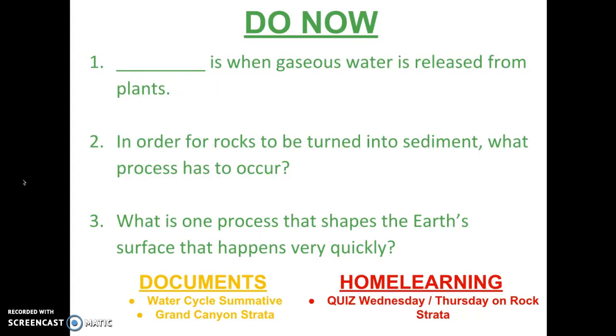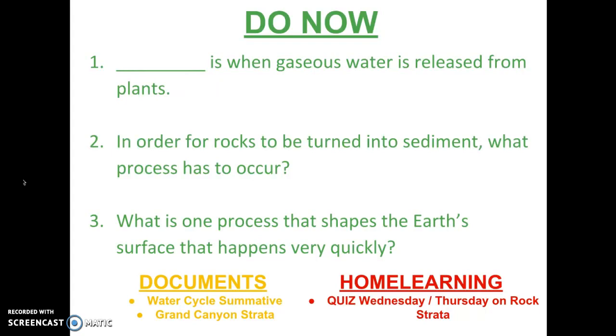Okay, so looking at the answers to the do now. Question number 1, transpiration is when gaseous water is released from plants. Number 2, in order for rocks to be turned into sediment, erosion and then cementation has to happen. Or just erosion, I guess, because we're going just to sediment. And number 3, what is one process that shapes Earth's surface that happens very quickly? There are loads of them you could talk about, but maybe earthquakes would be one example. Again, I'll talk about the home learning once we get started.